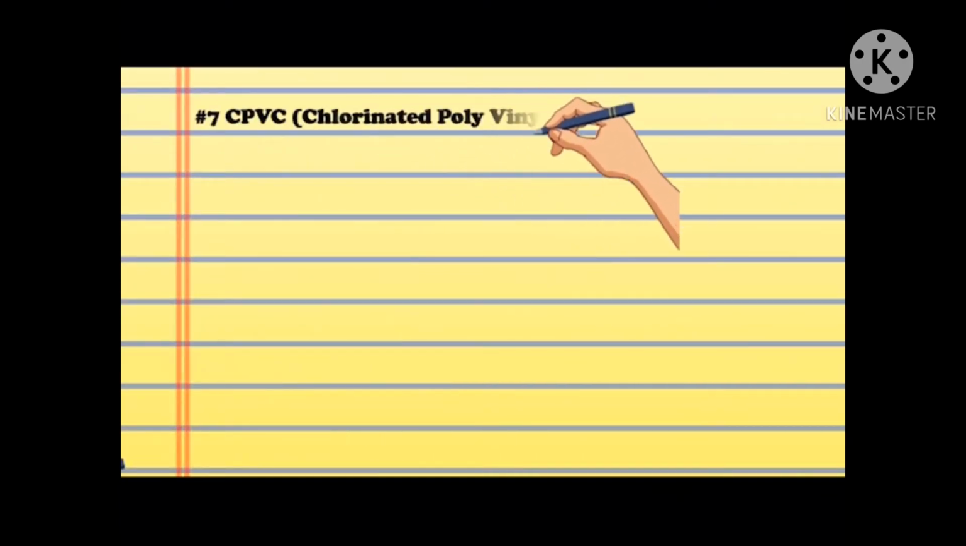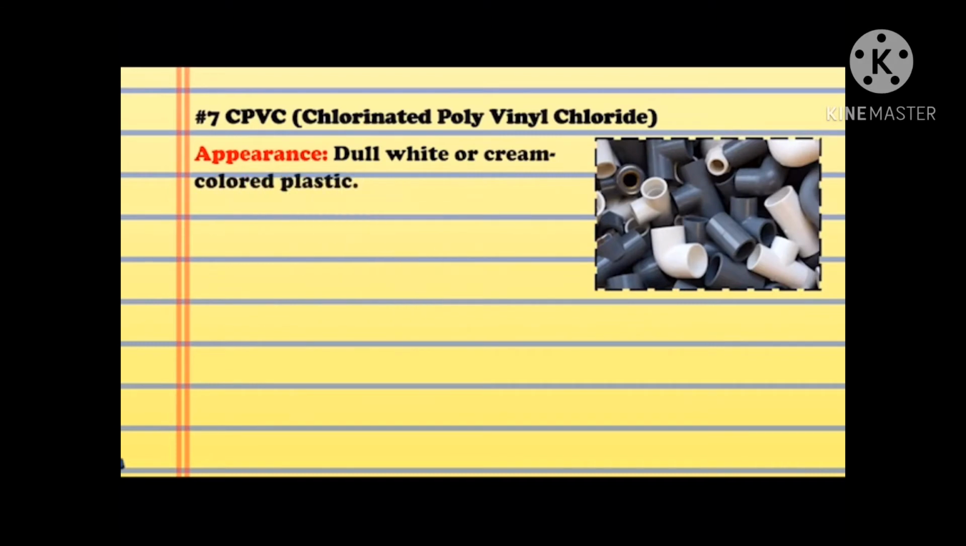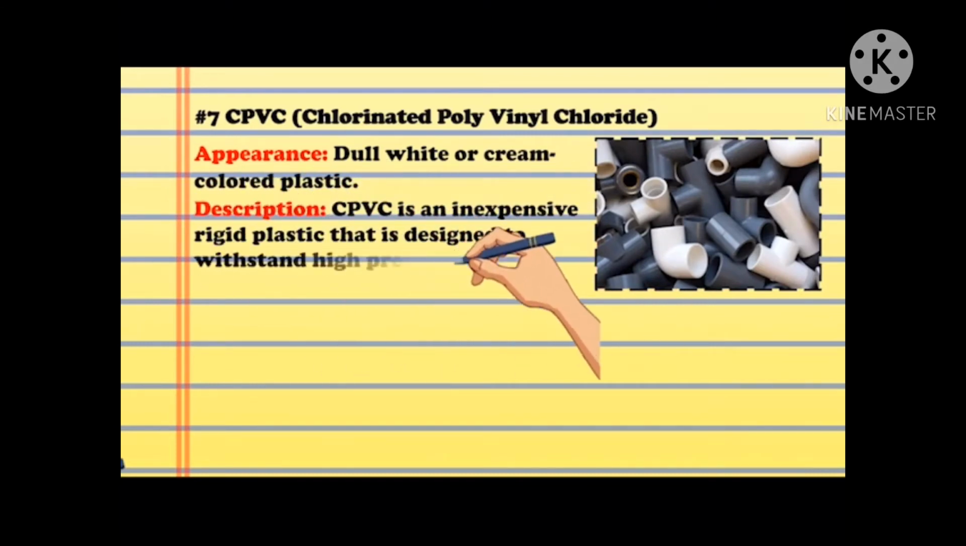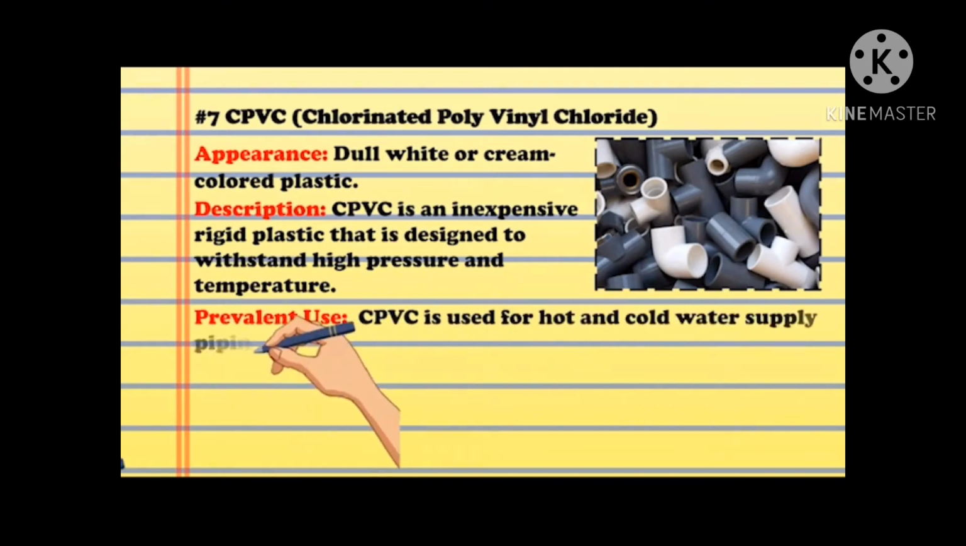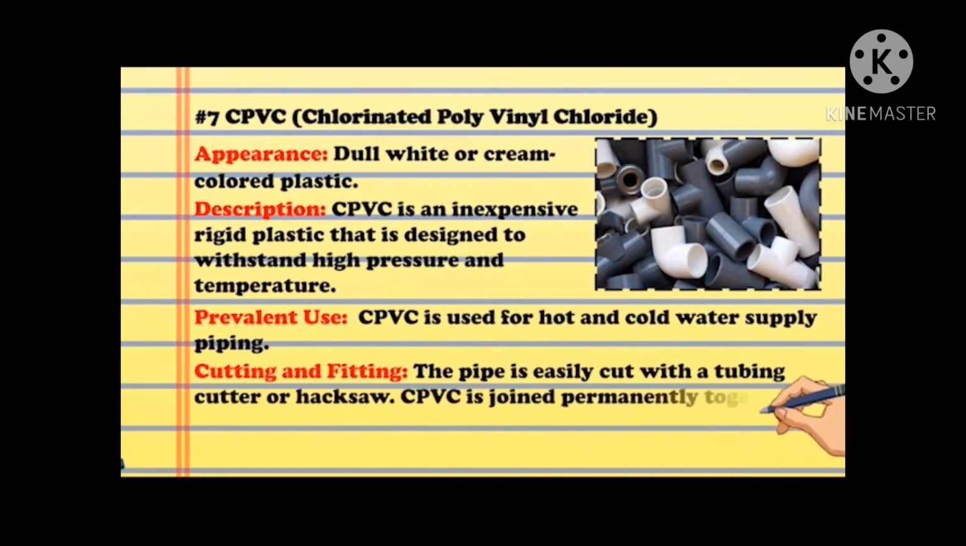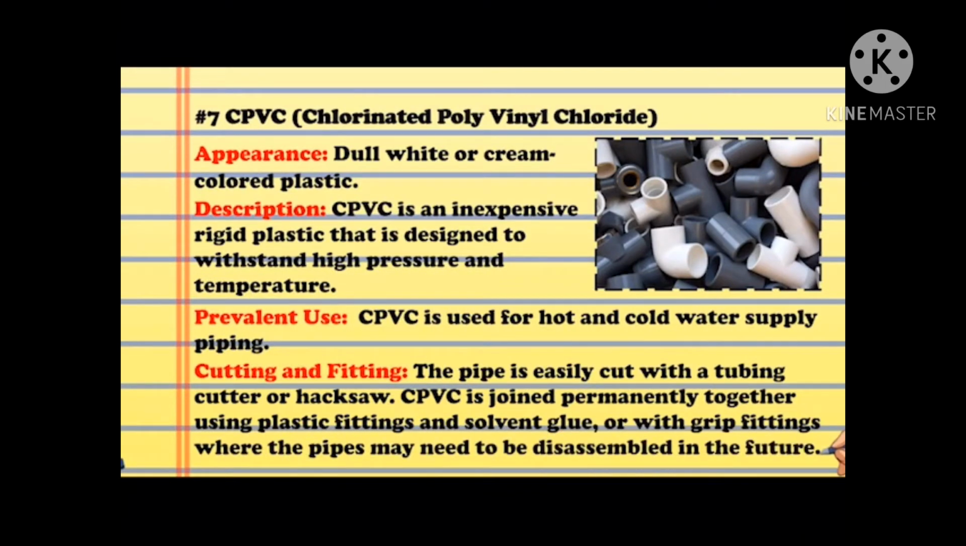Number 7. Chlorinated polyvinyl chloride, or CPVC for short. Appearance: dull white or cream-colored plastic. Description: CPVC is an inexpensive rigid plastic that is designed to withstand high pressure and temperature. Prevalent use: CPVC is used for hot and cold water supply piping. Cutting and fitting: the pipe is easily cut with a tubing cutter or hacksaw. CPVC is joined permanently using plastic fittings and solvent glue, or with grip fittings where the pipes may need to be disassembled in the future.